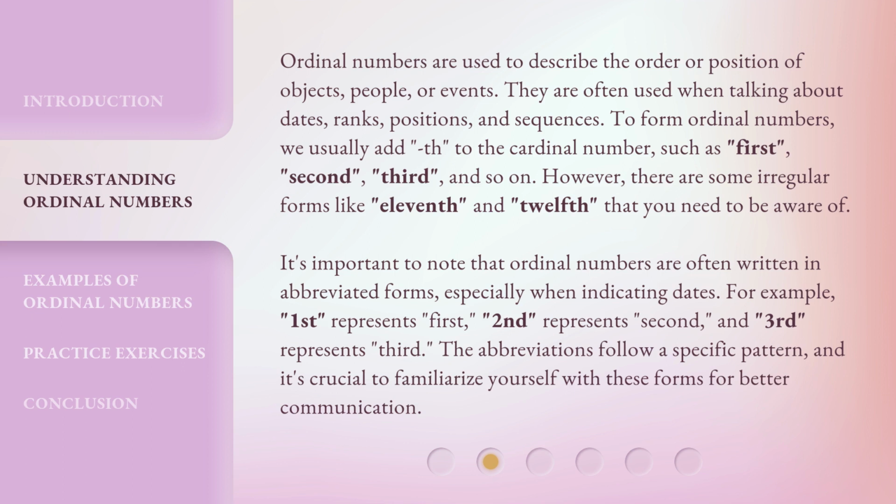It's important to note that ordinal numbers are often written in abbreviated forms, especially when indicating dates. For example, 1st represents first, 2nd represents second, and 3rd represents third. The abbreviations follow a specific pattern, and it's crucial to familiarize yourself with these forms for better communication.